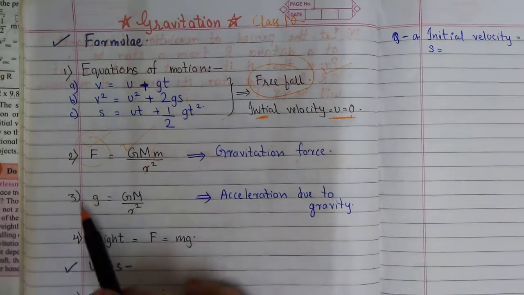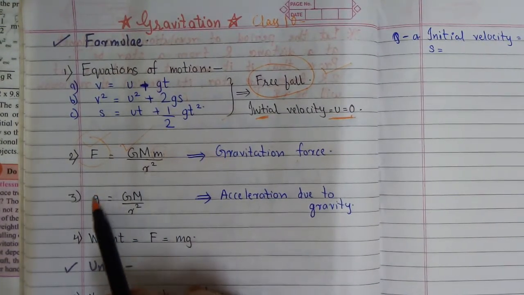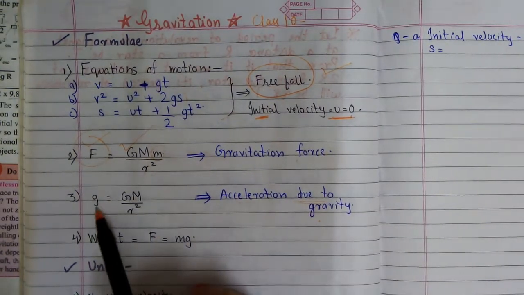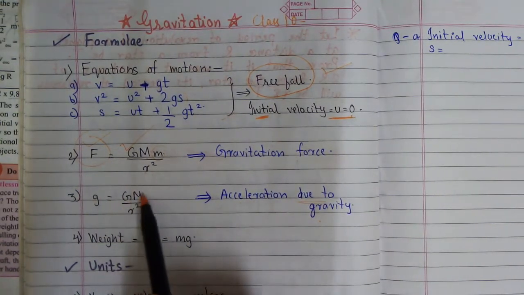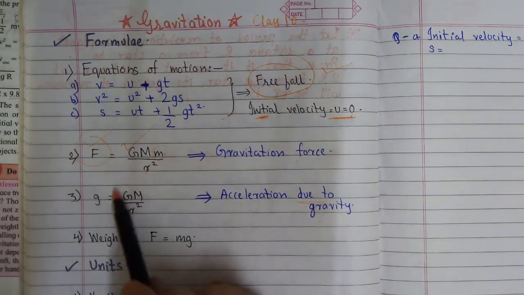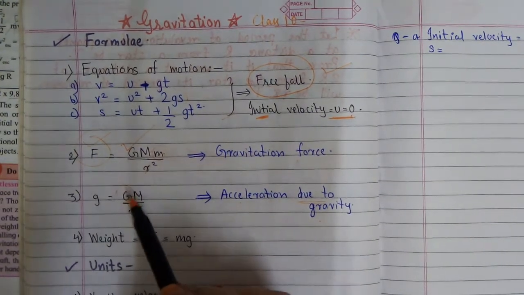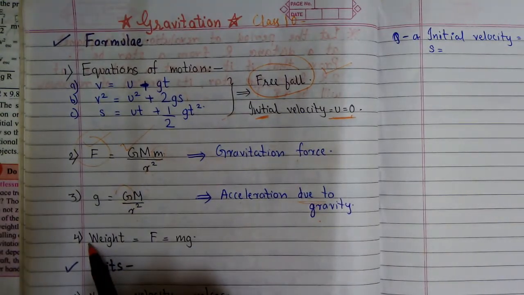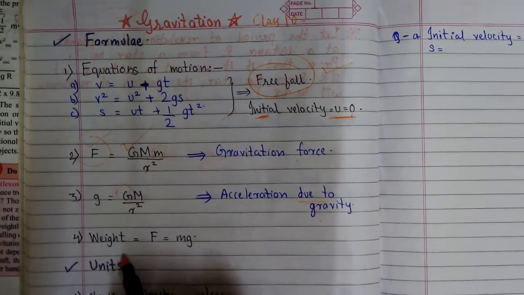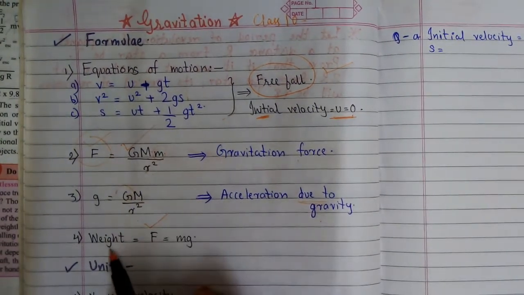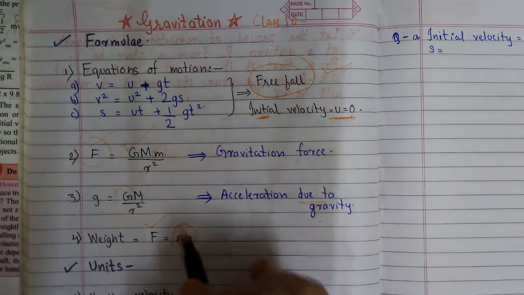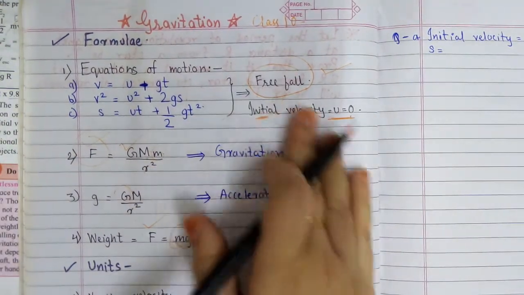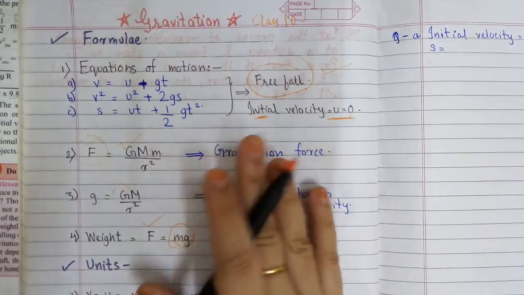Now the third formula is small g, the acceleration due to gravity. So g equals GM upon r squared, where G is the gravitational constant, M is the mass of the earth, and r is the distance. The fourth formula is weight. The formula for weight is the same as that of force. Weight equals mg, mass into acceleration due to gravity. Students, you should remember all these formulae to solve the numericals.